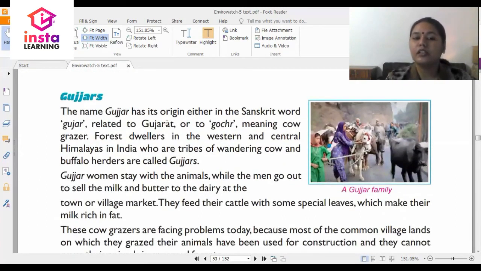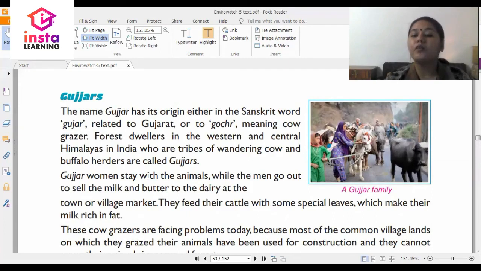So, Gujars. The name Gujar has its origin from the Sanskrit word related to Gujarat or to goats, meaning cow grazer. Forest dwellers in the western and central Himalayas in India who are tribes of wandering cow and buffalo herders are called Gujars. Gujar women stay with the animals while the men go out to sell the milk and butter to the dairy town or village market.